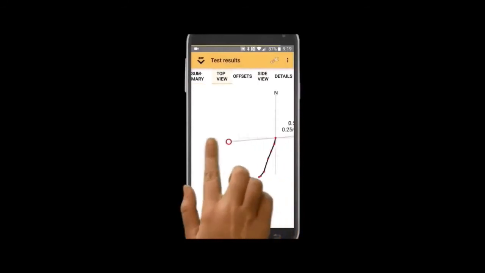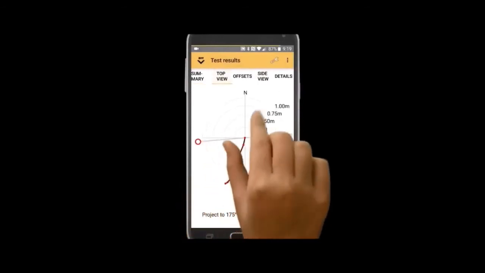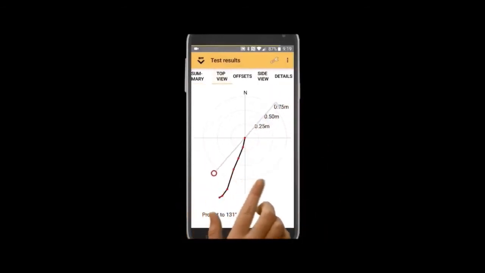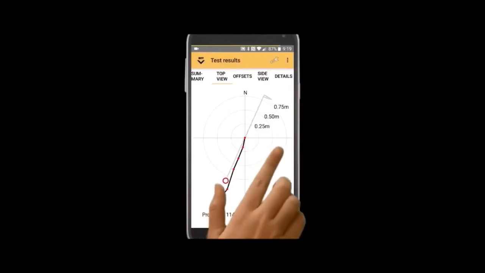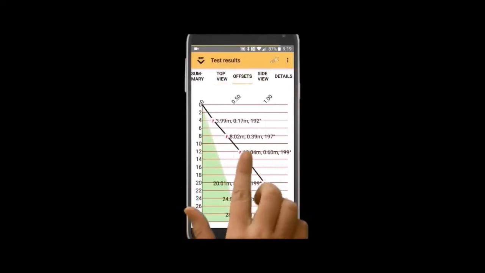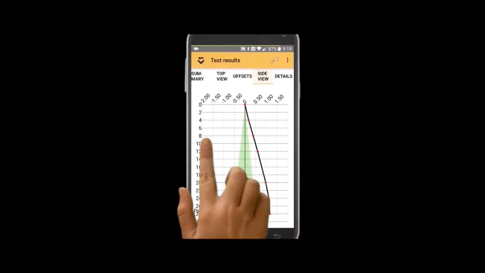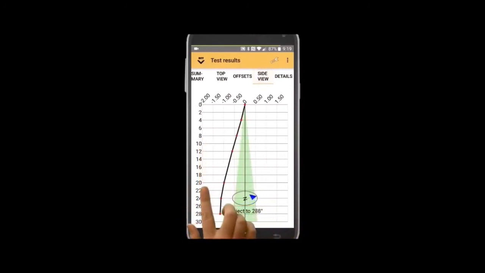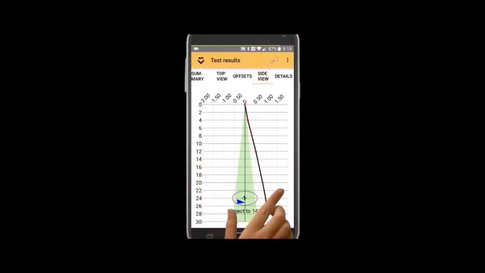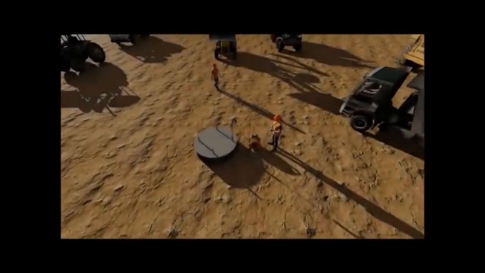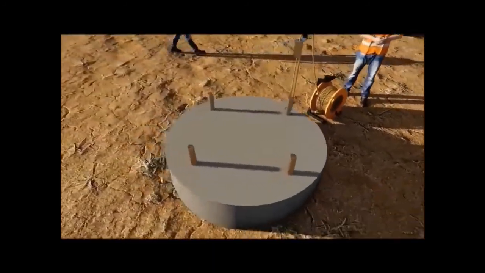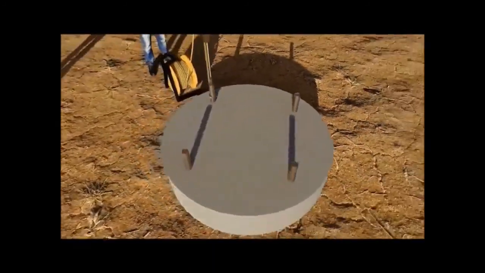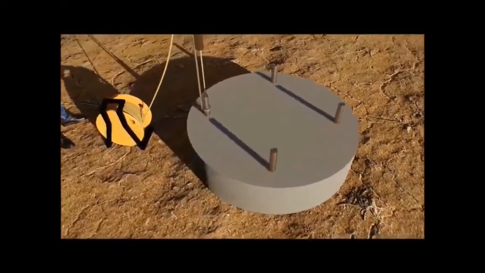The top view is now seen on the screen. The side view is plotted on the screen in the desired direction. The deviation of bored piles is measured the same way.